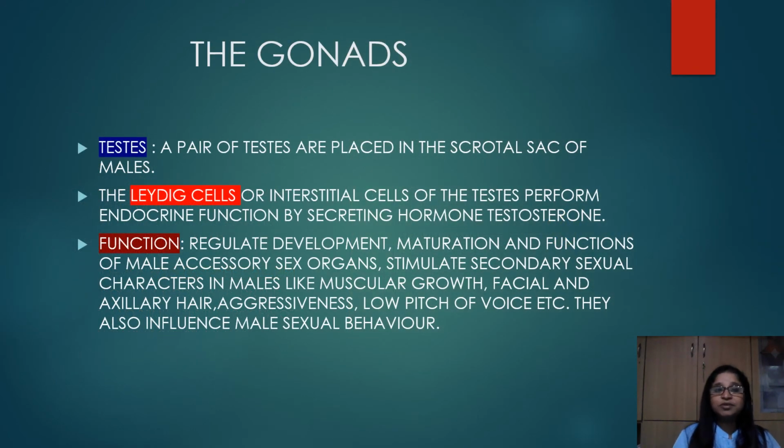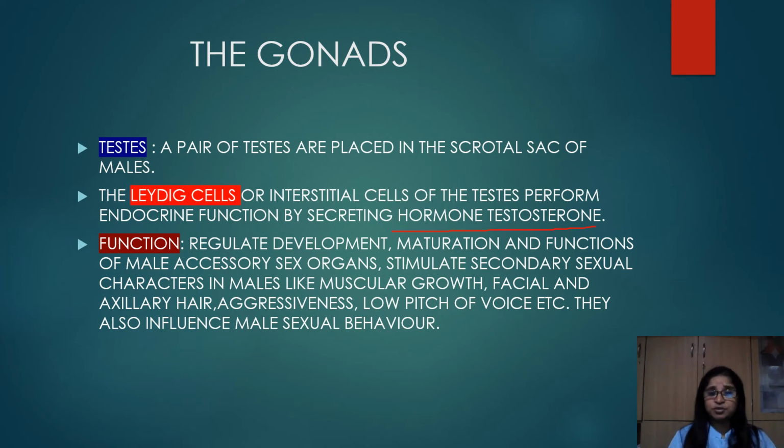Passing reference about the gonads, let's talk about the males, the testes. A pair of testes are placed in the scrotal sac of males. There are special cells called the Leydig cells or the interstitial cells in the testes which perform an endocrine function. So along with spermatogenesis, that is the process of production of sperms, the testes have these special cells called the Leydig cells, which act as endocrine glands and secrete the hormone testosterone, the androgen.